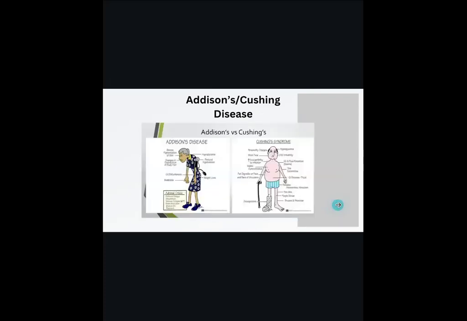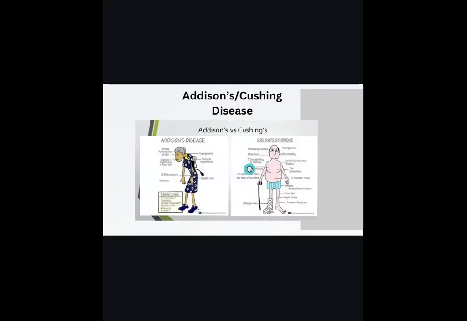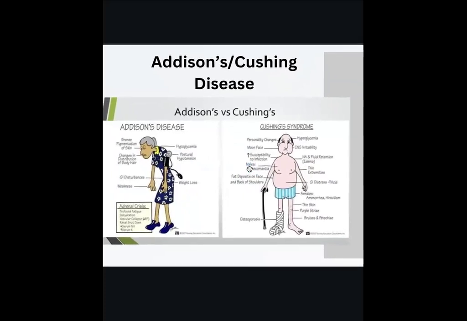Okay, so now we're talking about the adrenal gland. So Addison's versus Cushing's disease. Think of Addison's as absence of cortisol, and Cushing's is C for cortisol. So Cushing's, you have excess cortisol. If you have Addison's and you don't have enough cortisol, remember cortisol is released in response to stress.